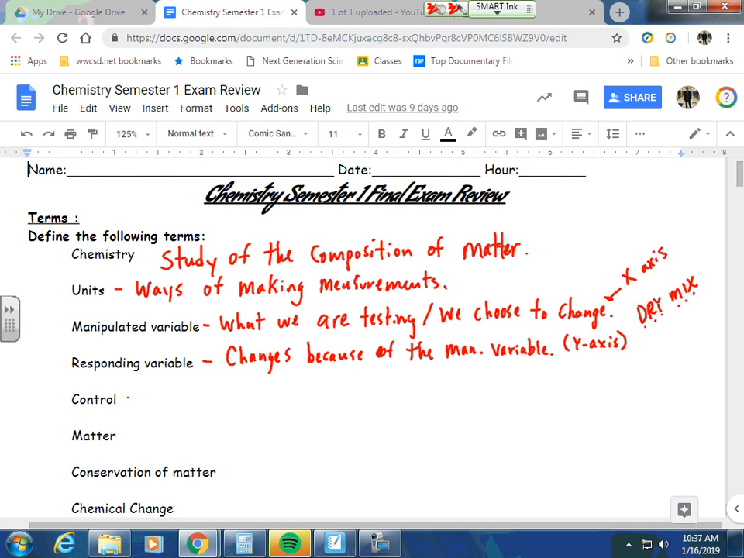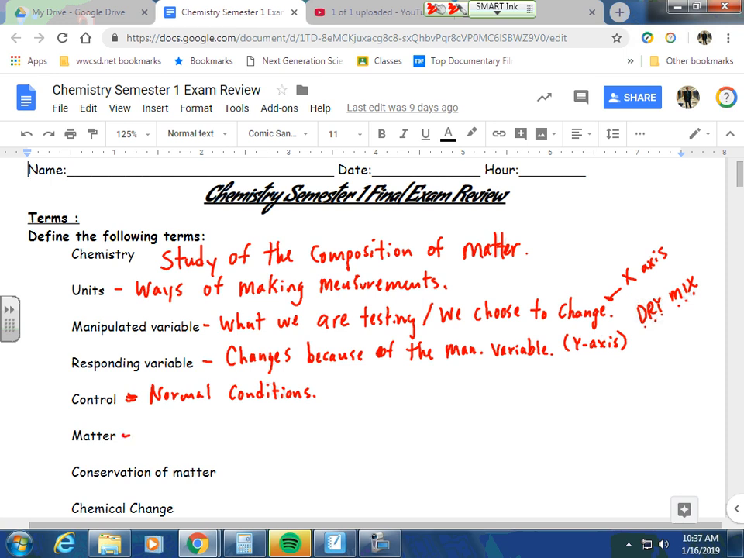Control, I was thinking with control, keep the same. And I told students you could kind of think of this as constant. But really, for a control group, you can kind of think of normal conditions. So if we want to see if something's different than normal, we might have a normal group, a control group, and then we might change something in another group and see how the results are different.